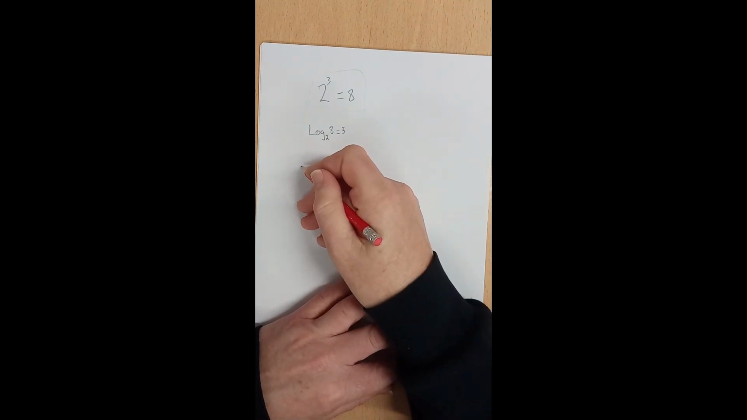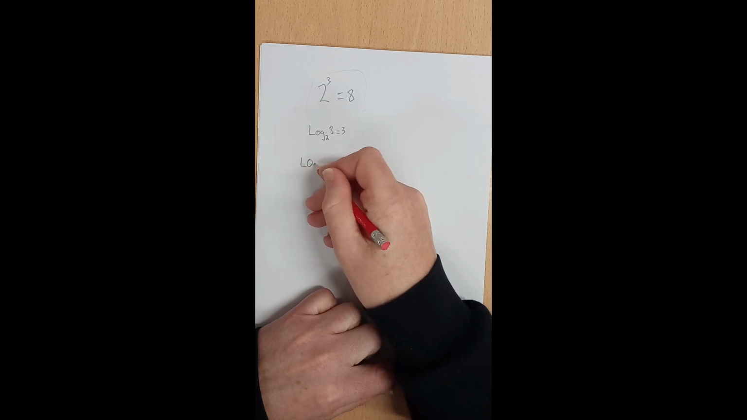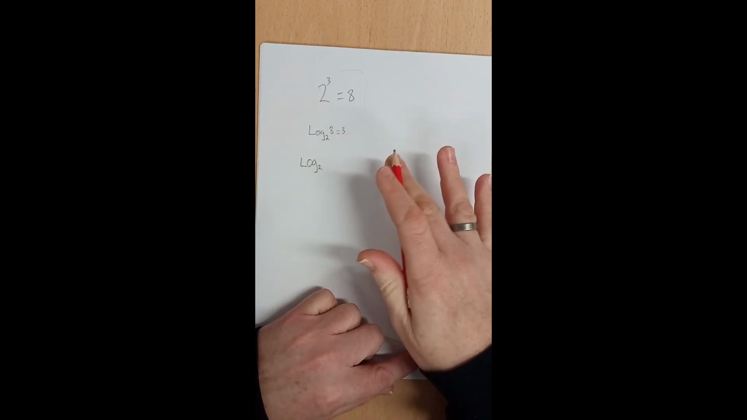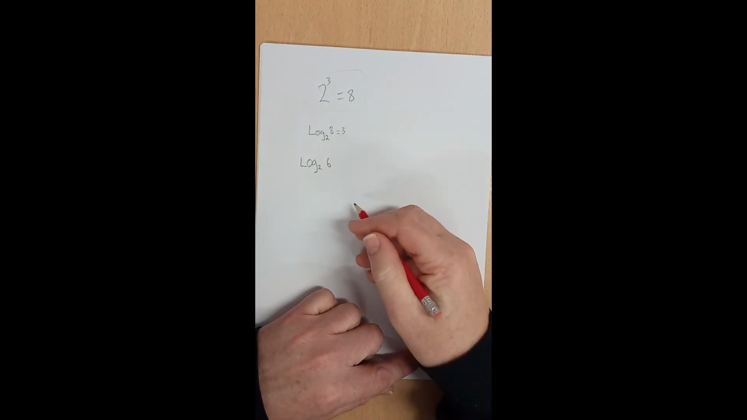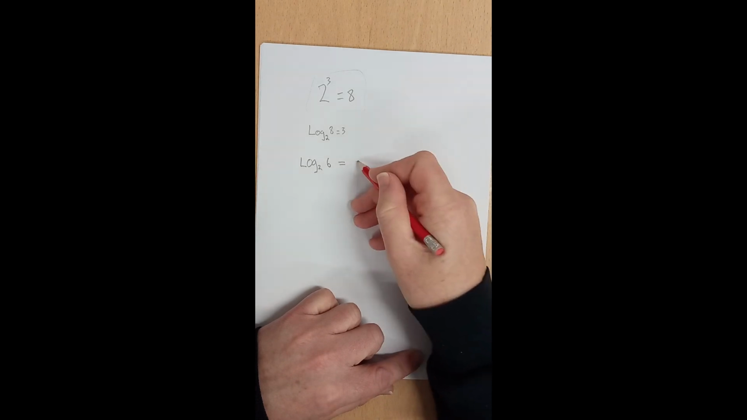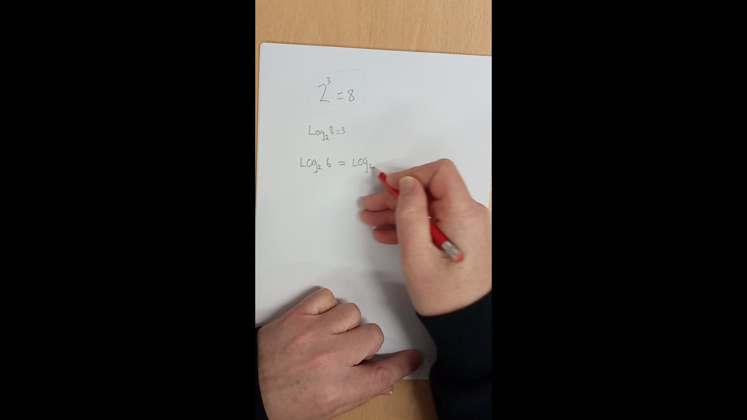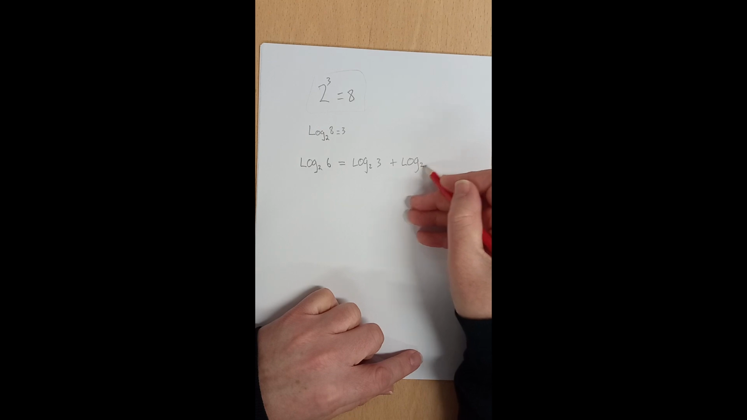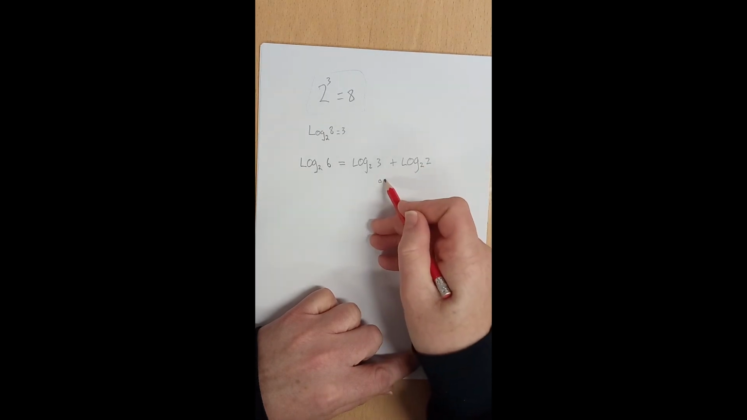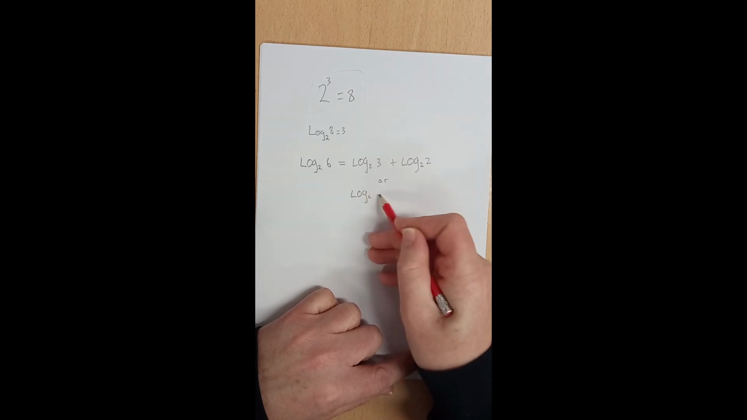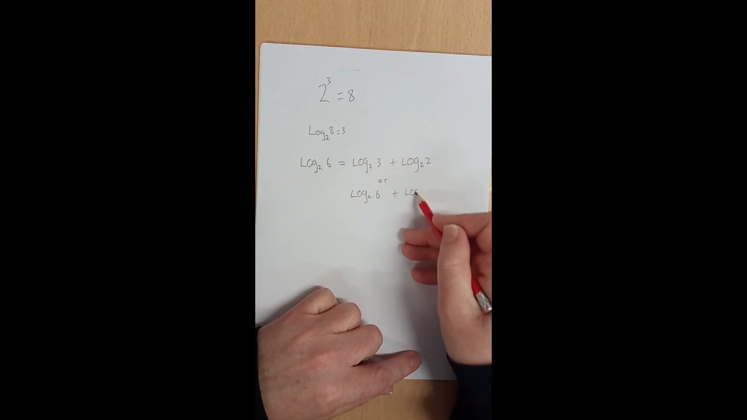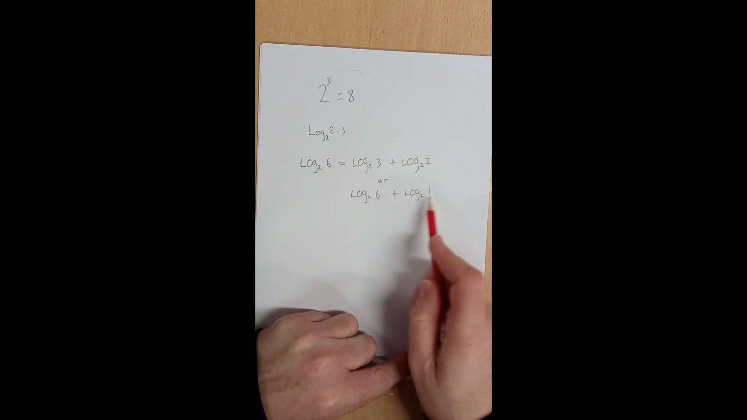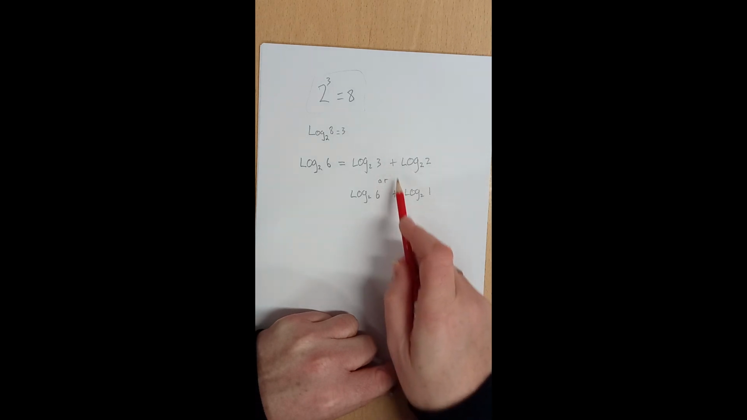The rules for logs are very simple. If you get the log, I'm going to use 2 as a base, but you can use any number as your base number, okay, of 6. I can break that up into the log, or I could also break it up into, so you see what I'm doing? I can break the 6 up into any factors of 6 with just a plus in between them.